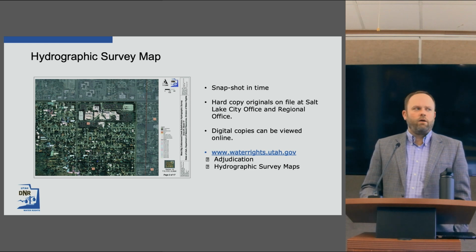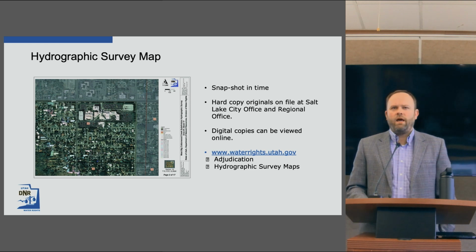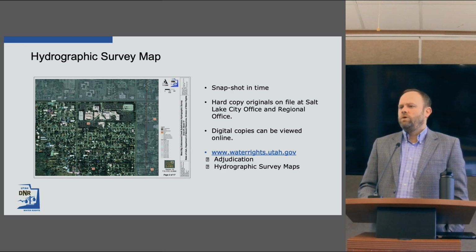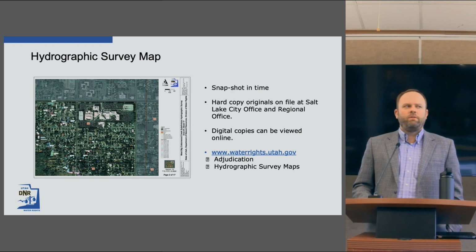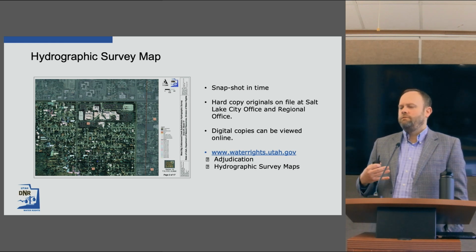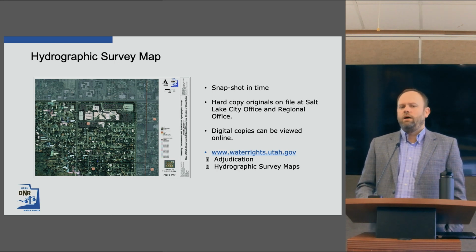The Hydrographic Survey Map is a snapshot in time. It represents what we saw and what we investigated and was present at the time of the proposed determination. This isn't a map that we keep updated through time. The continuation of state engineer records is what's going to keep things up to speed and present. But this is a one-time snapshot in time of what we found in the adjudication process.